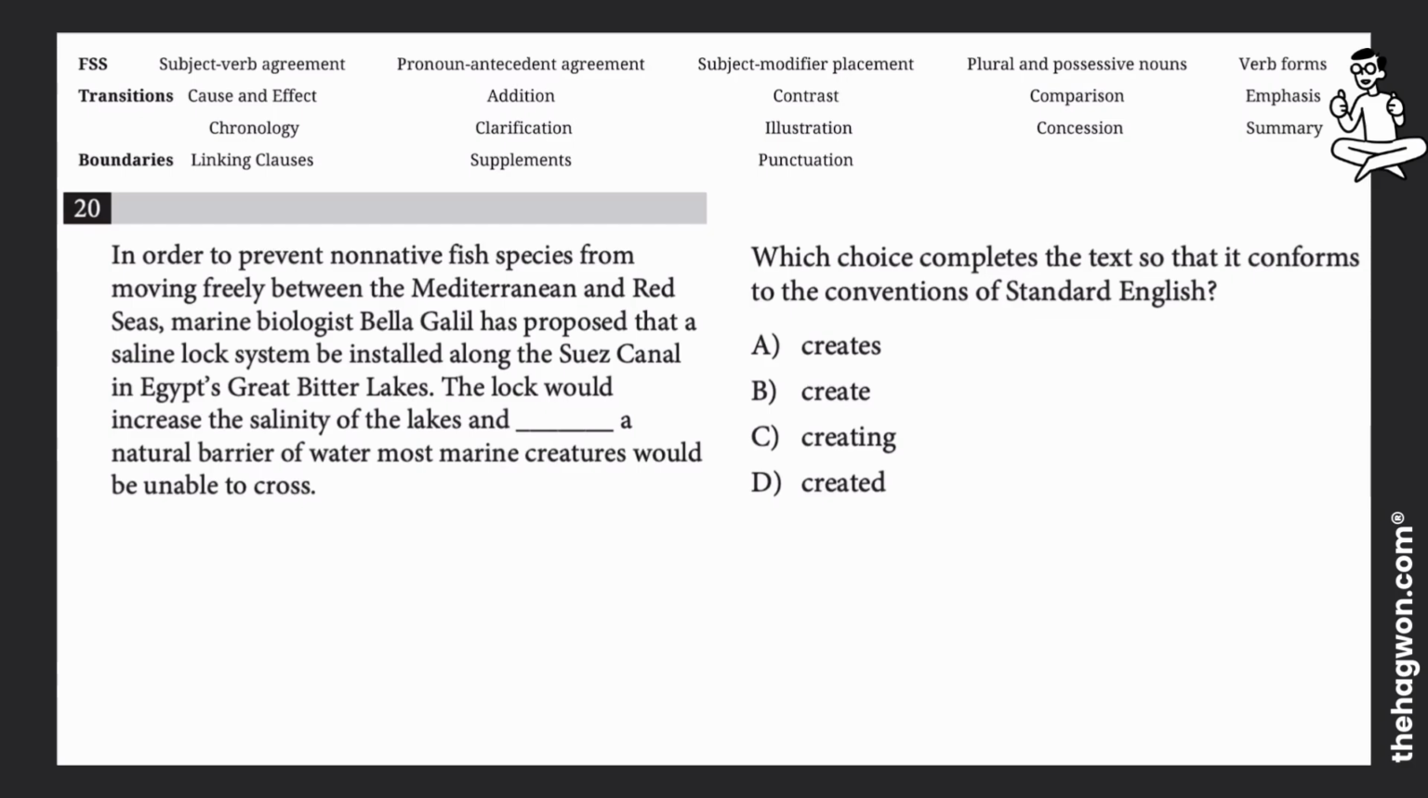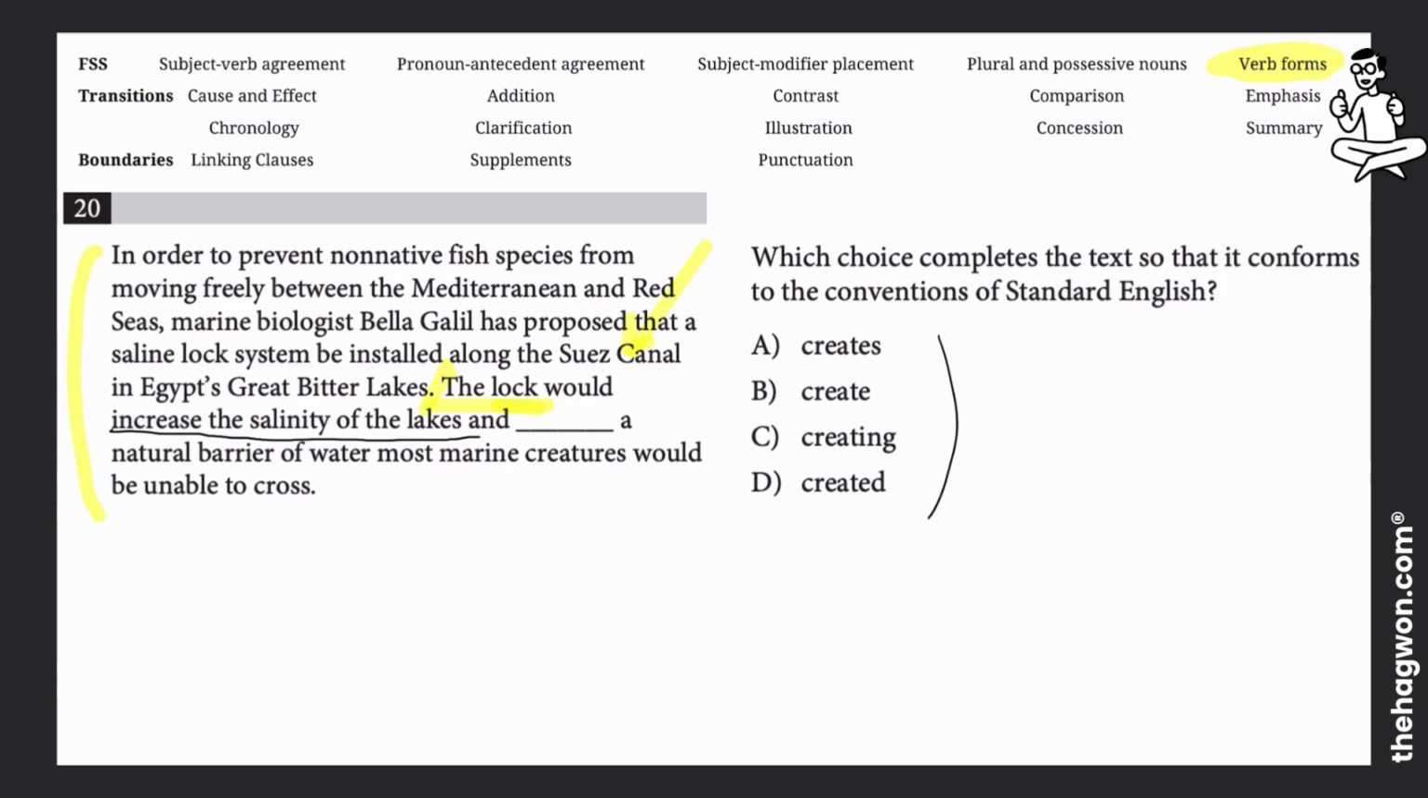Question 20. As we're looking at this long paragraph, you notice that the sentence that we're working on actually begins from the lock here. So you can spend your quick few seconds skimming through this. The lock would increase the salinity of the lakes and blank, for verbs here, again with verb forms.